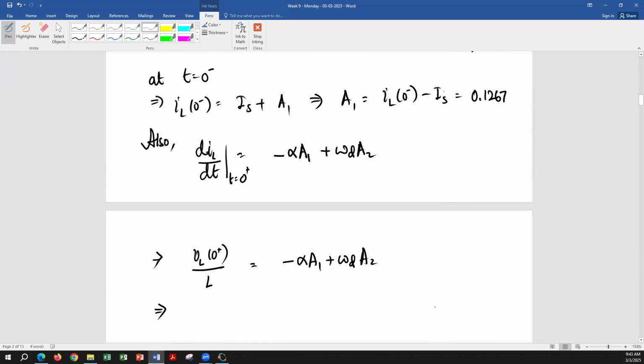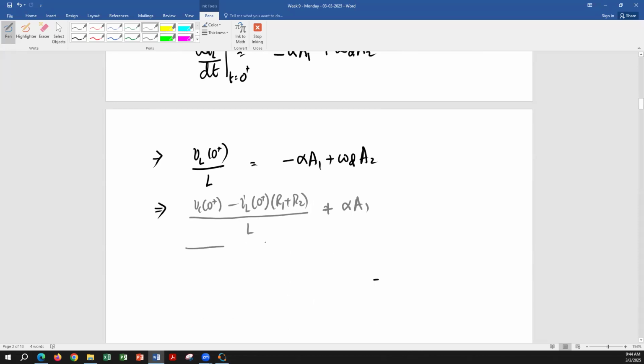So VC(0+) minus... and since we are analyzing A2, oh, I'm still using grape, man. Anyways, since I'm using it, I'm just going to write this equation down. So that's going to be plus alpha A1, and then divided by omega d.